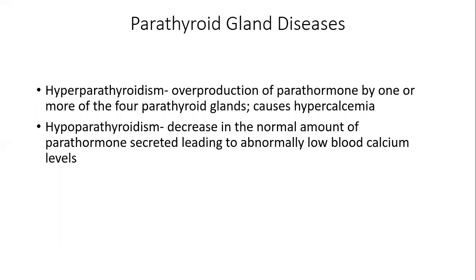Parathyroid gland diseases include hyperparathyroidism, an overproduction of parathormone by one or more of the four parathyroid glands, and it causes hypercalcemia. And hypoparathyroidism is a decrease in the normal amount of parathormone secreted, leading to abnormally low blood calcium levels.